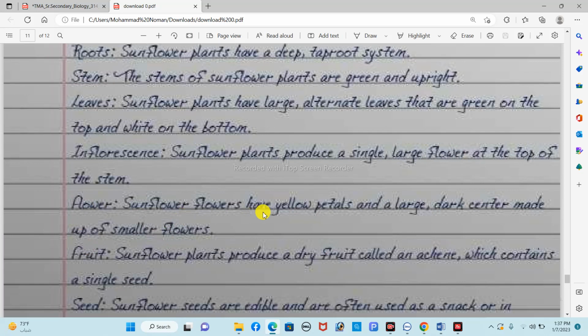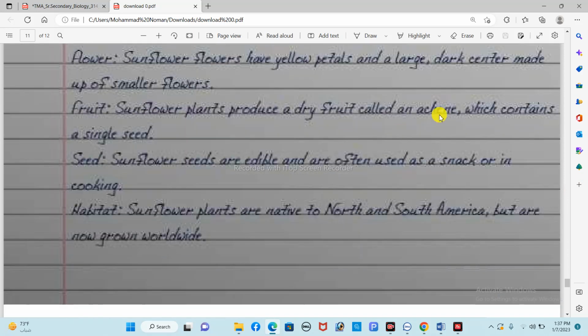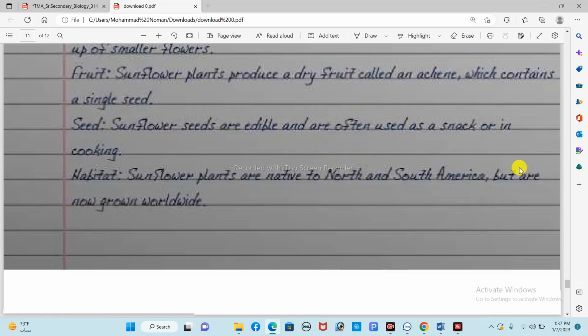Sunflower flowers have yellow petals and a large dark center made up of smaller flowers. Fruit. Sunflower plants produce a dry fruit called an achene, which contains a single seed. Sunflower seeds are edible and are often used as a snack or in cooking. Habitat. Sunflower plants are native to North and South America but are now grown worldwide.